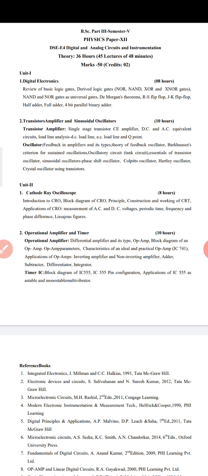Basically, when you study electronics, there are two types: one is digital electronics and the other is analog electronics. The second unit and the third unit all comprise analog electronics, but the first unit is only digital electronics. I will explain what digital electronics is when we start this unit. Let's see what is there in digital electronics.